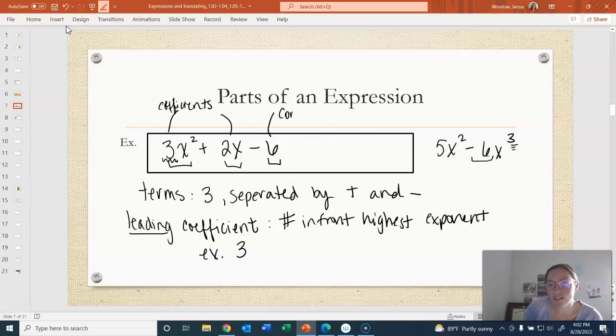This is called the constant. It's constant because it's not going to change. No matter what x is, that -6 will always stay -6. This second term here, if x is 1, this term is 2. X is 2, this term is 4. So it changes. So this is not constant.